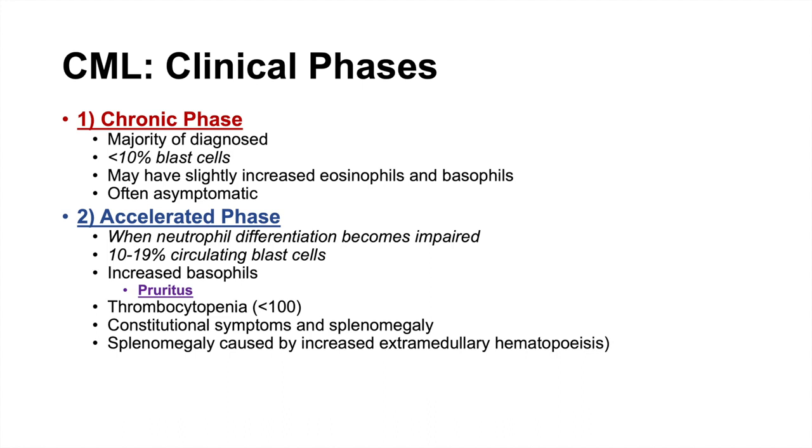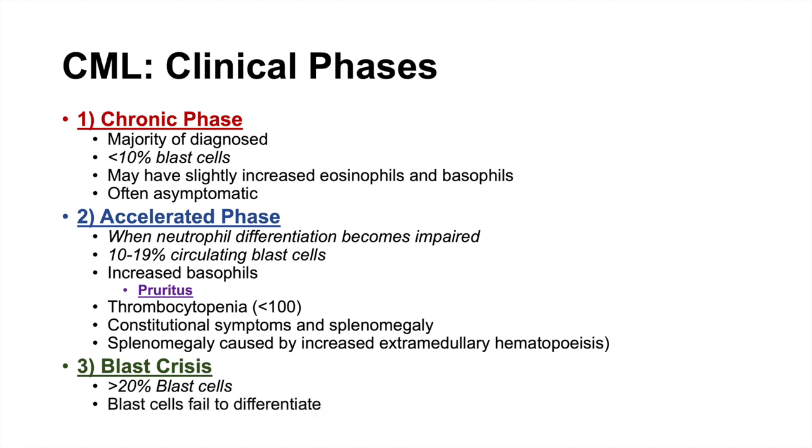in order to keep producing enough red blood cells. So the spleen starts to produce red blood cells as an extramedullary process. The third phase is what we call a blast crisis. This is when there are greater than 20% of blast cells, and blast cells themselves, again, fail to differentiate. And oftentimes, this is when CML can convert to another type of leukemia. Oftentimes, it's acute myeloid leukemia, so AML, and less often ALL.